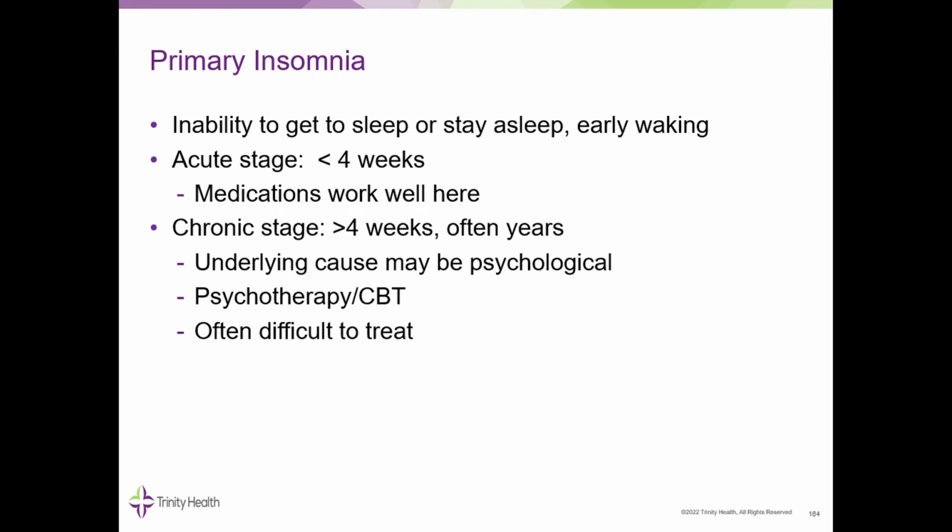And what does primary insomnia mean? An absolute inability to get to sleep or stay asleep. Maybe we wake up very, very early. Ideally, this is something that lasts for a very brief period of time, less than 4 weeks. But most people that have insomnia develop issues with what we call chronic insomnia, which means it's lasting for far longer than 4 weeks, in some cases many, many years. And it's sometimes very, very difficult to treat.